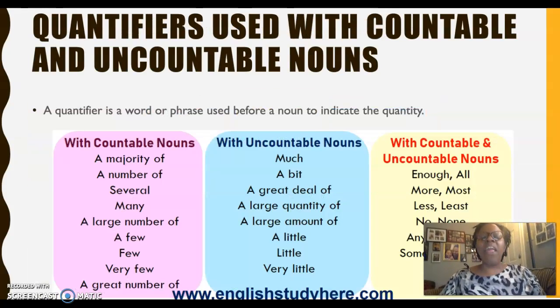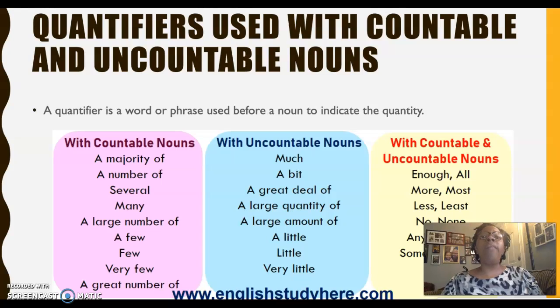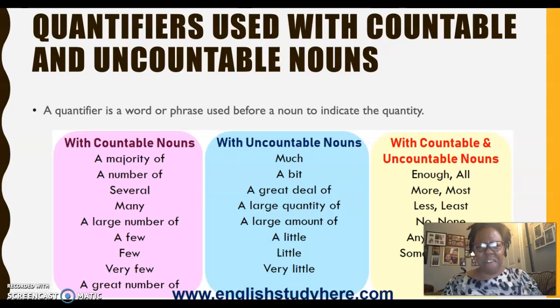Okay, so now we are talking about some quantifiers that you would use when you are using countable and uncountable nouns. You may ask, what's a quantifier? A quantifier is just a phrase or a word that you're going to use, and it indicates the quantity of something. You can see here, quanta. Well, that's just like quantity, okay? So that's a quantity, the number of something.